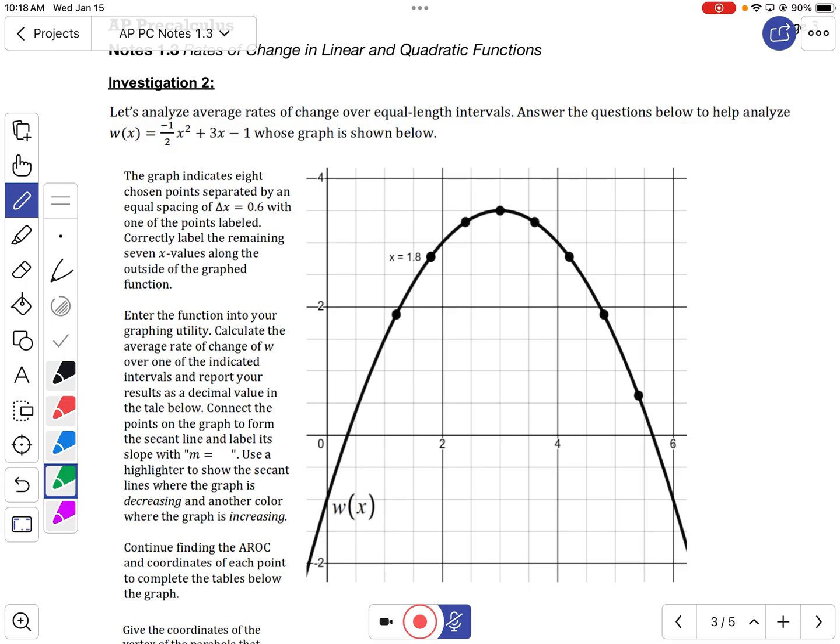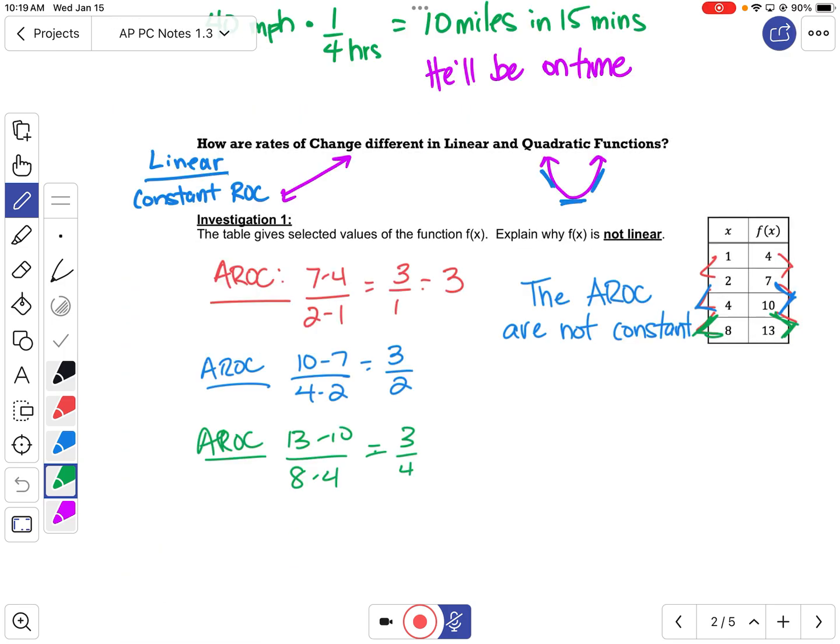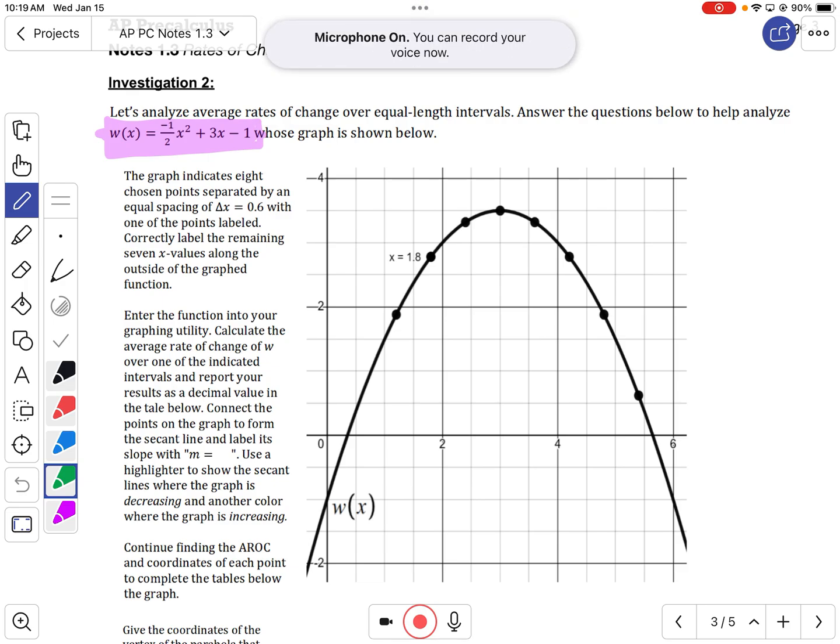And here's our function. So they actually give me the entirety of the function so I can see it. I got it right here, y'all. Okay, so I'm going to use it because I think it's going to ask me to get some ordered pairs here in just a second. It says the graph indicates 8 chosen points separated by an equal spacing of 0.6. Okay, so in other words, every point that it gives me is a change of 0.6 on the x's. So the x's are changing by 0.6. With one of the points labeled correctly, label the remaining 7 x values along the outside.